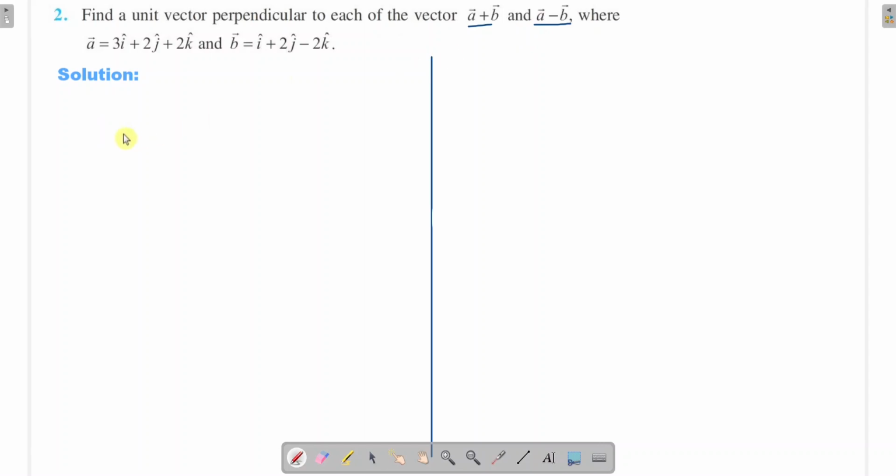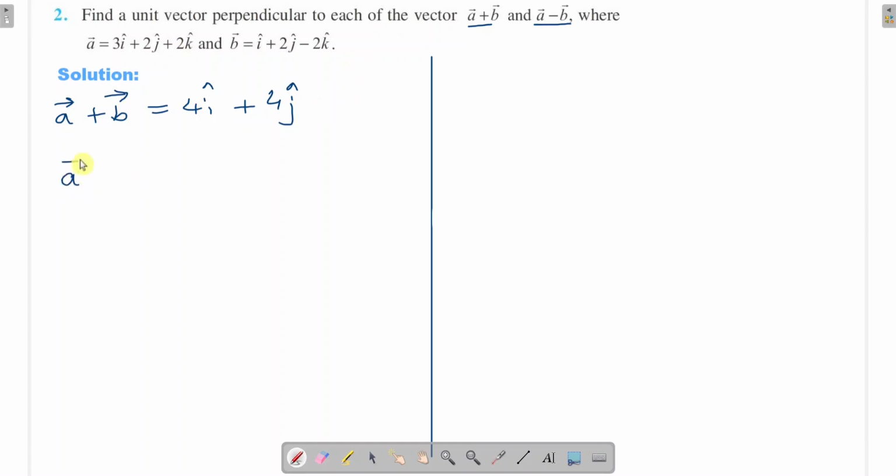So first of all we have to find A bar plus B bar. So this is simple, 3i cap plus i cap is nothing but 4i cap, then plus 2j cap plus 2j cap is nothing but 4j cap, then plus 2k cap minus 2k cap will be 0 k cap.